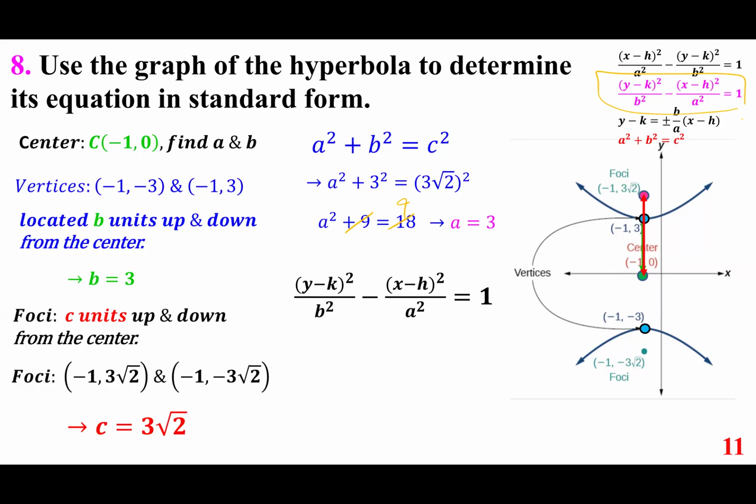So we are going to write the center, okay, y minus k, so y minus 0, so that means y squared over b. A and b happen to be the same, so y squared over 9 minus x minus h, x minus minus 1, that means x plus 1 quantity squared over, again, 9 equals 1. And we're going to use the formula y minus k is plus minus b over a times x minus h for the sake of finding the asymptotes.